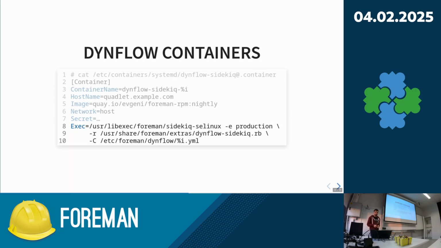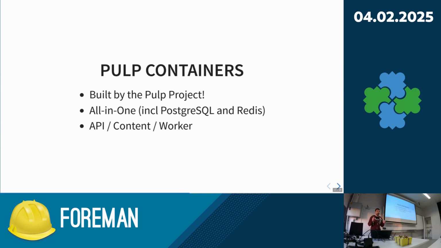This was, I wouldn't say the easy part. It was the kind of complicated part, but we're getting even further with a twist. The image at the beginning also had pulp in it, and we didn't have to build pulp containers because the pulp project provides them. Thank you for that. There are 2 types of containers that they have. There's an all-in-one, which brings everything. So there is a PostgreSQL in the container, there's a Redis in it, there's an Nginx, and all the workers, all the API stuff, everything.